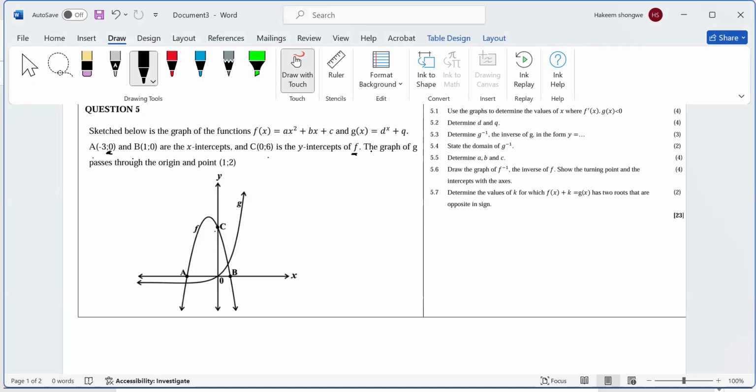And then they're talking about the graph of g passing through the origin, so it passes through here. It also passes through the point 1, 2, which we don't know where it is. We suspect it should be somewhere around 1, because this one they said is 1. We also had 1 at B here, so it should be parallel with B. They are on the same line as B because it's 1.